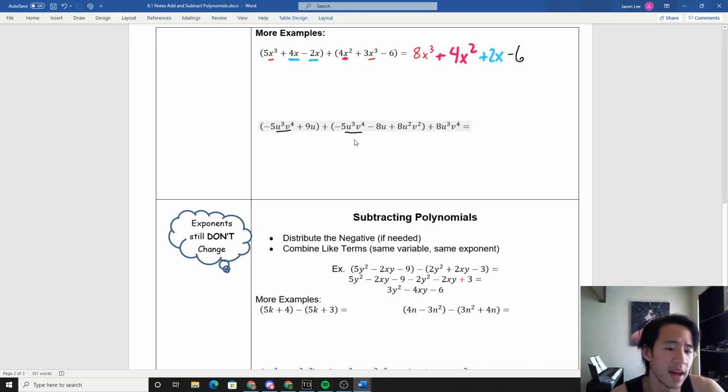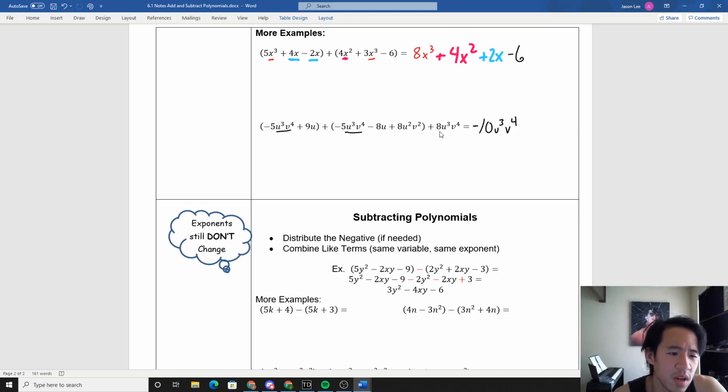So notice the two that I've underlined here, they have the same exact variables, u to the third and then v to the fourth. So I can combine those. So that'll be -5 minus 5, that's -10. And then remember, you're not going to change any of the exponents. So u to the third, v to the fourth. Now we're just going to look for anything else here.